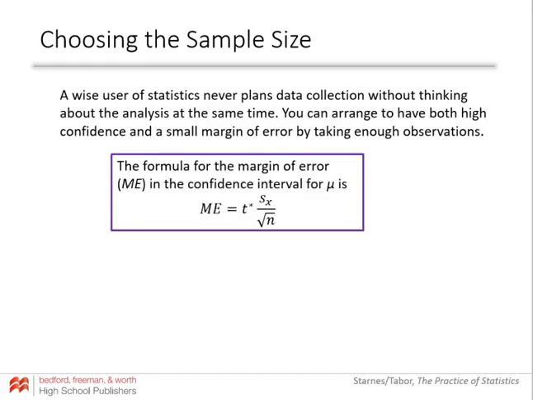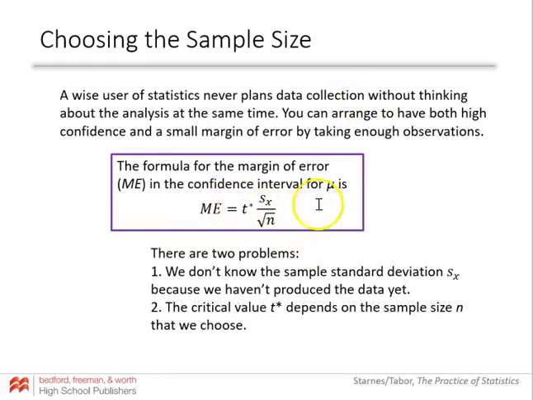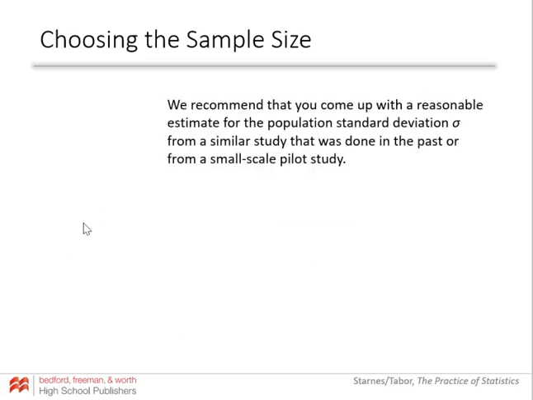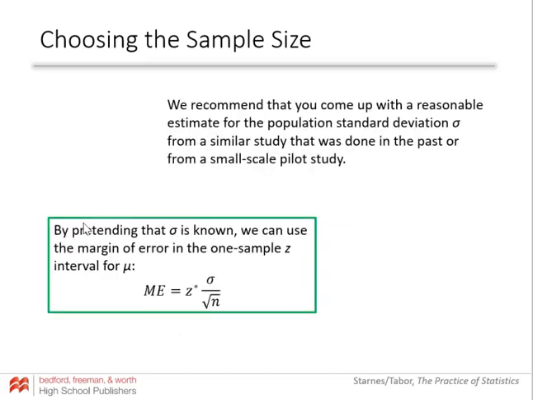This is the formula that we're using for confidence intervals. However, if we're trying to come up with a sample size, we don't have data to have a sample standard deviation yet, and we also are trying to come up with a sample size, which makes it impossible to come up with our critical value because we don't know the sample size to know the degrees of freedom.